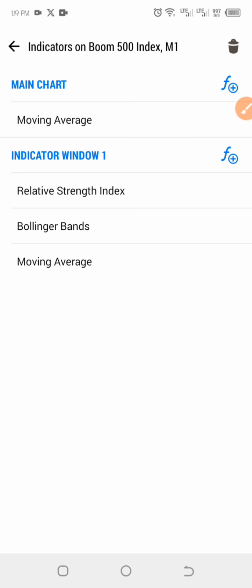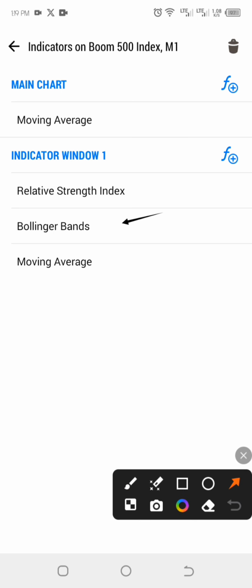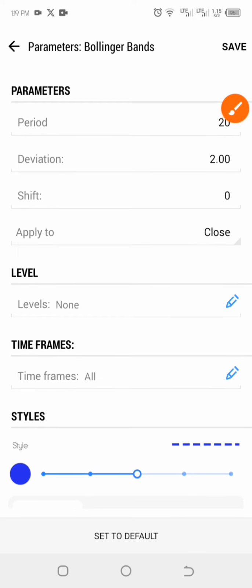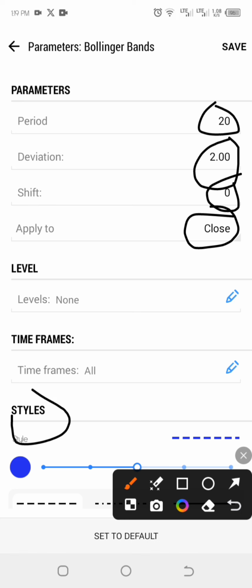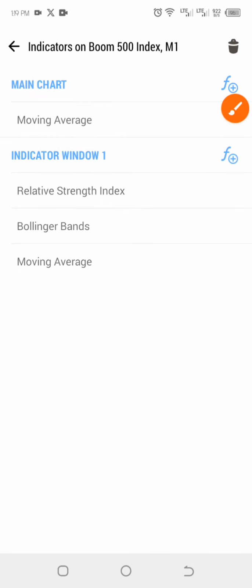Okay, so moving on to the next indicator, which is going to be the Bollinger bands. How do we add the Bollinger bands? We click on this indicator, the F plus, we search for our Bollinger bands and click on it. For the Bollinger bands, the properties are: period is 20, deviation is 2.00, shift is 0, apply to close, and decide on a color of your choice and click on save. Once you do that, you're going to have your Bollinger bands in your chart.